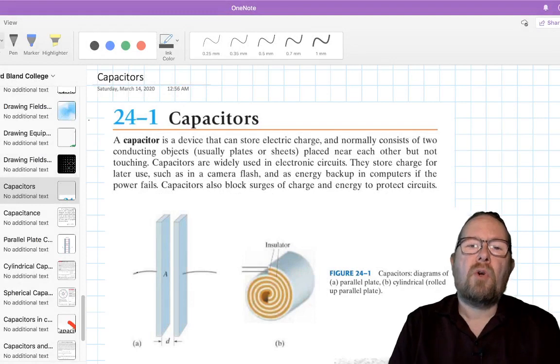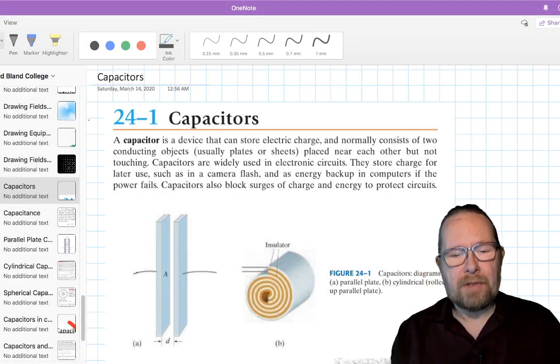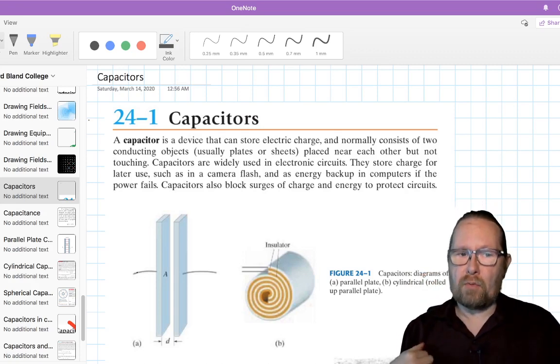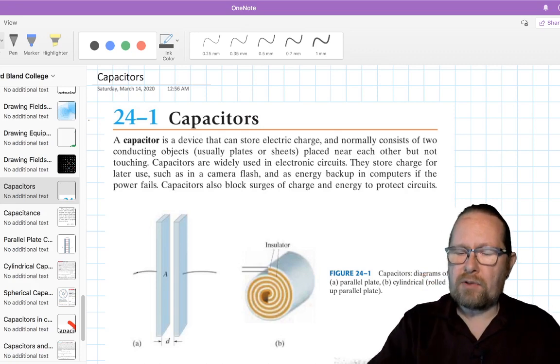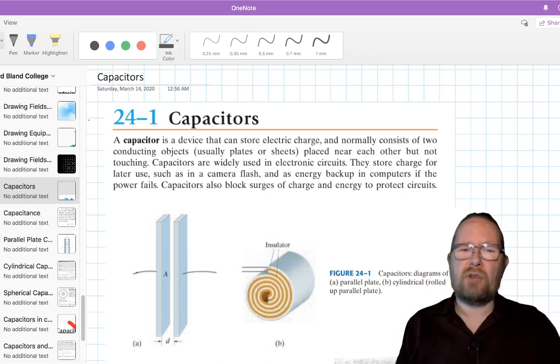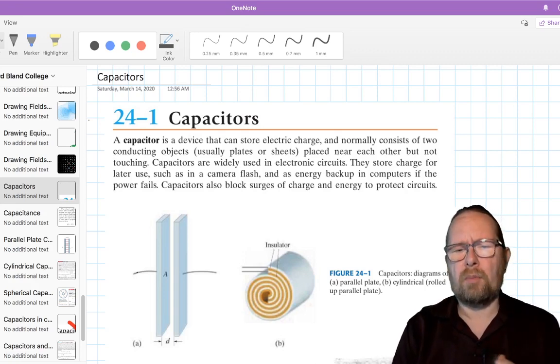Okay, so today I'm going to do what I hope is a quick introduction to capacitors in chapter 24. This is a chapter that I sometimes skip and go right on to electrical circuits in chapter 25 because there's some stuff in chapter 24 where it actually talks about capacitors and electrical circuits, and we haven't talked about electrical circuits yet, so I find the order a little bit perplexing.